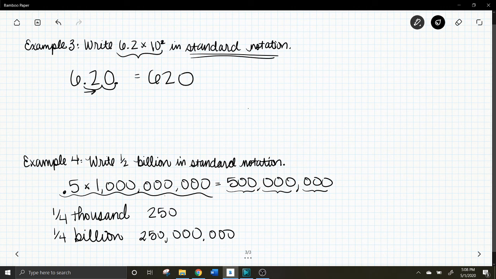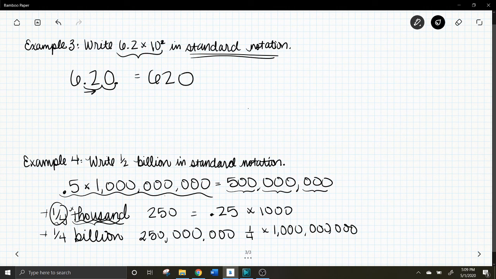Okay, so if you get stuck on ones like this where they're giving you fractions of a certain number, just write that fraction out as a decimal and then multiply by how you'd write that number. So this one would have been, you could write 0.25 times 1,000, or 1/4 times 1,000. Here, let's say that 1/4 times 1 billion. So that's millions, thousands, ones. All right, that's really it.